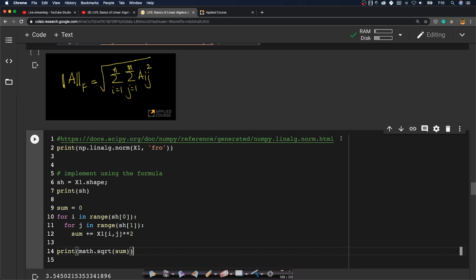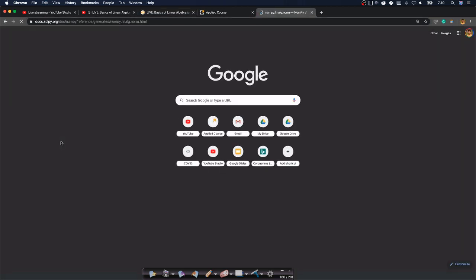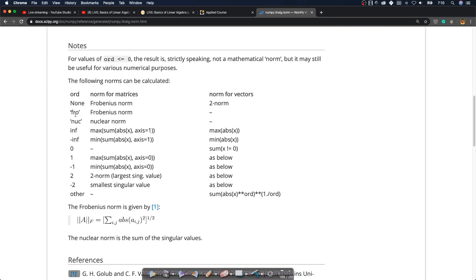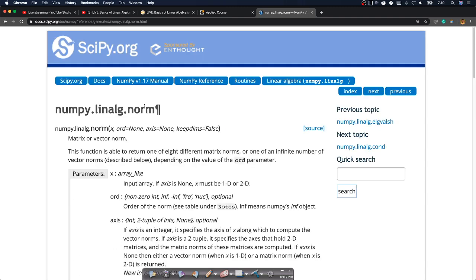So the linear algebra norm in NumPy can compute lots of norms. We saw that a while ago. If I just give 'fro', it computes the Frobenius norm. If I give 2, it gives the 2-norm. So this norm can compute norms on vectors as well as matrices. It can be 1D or 2D. Look at this: X must be 1D or 2D, not for tensors.